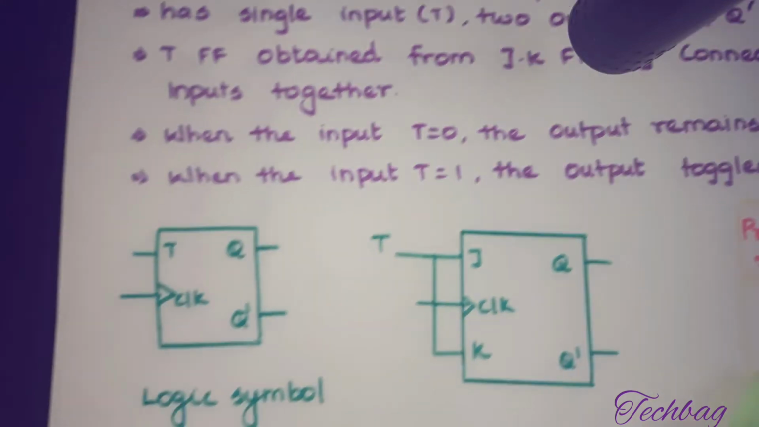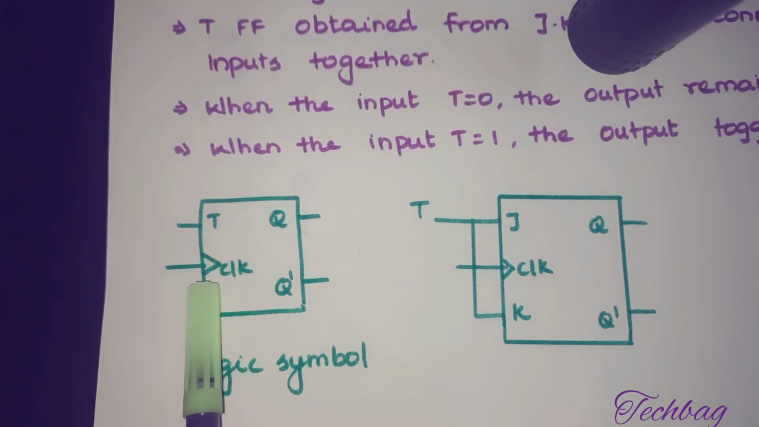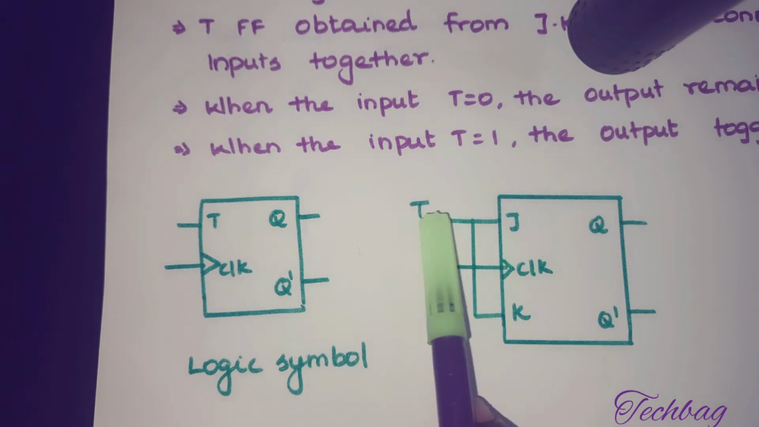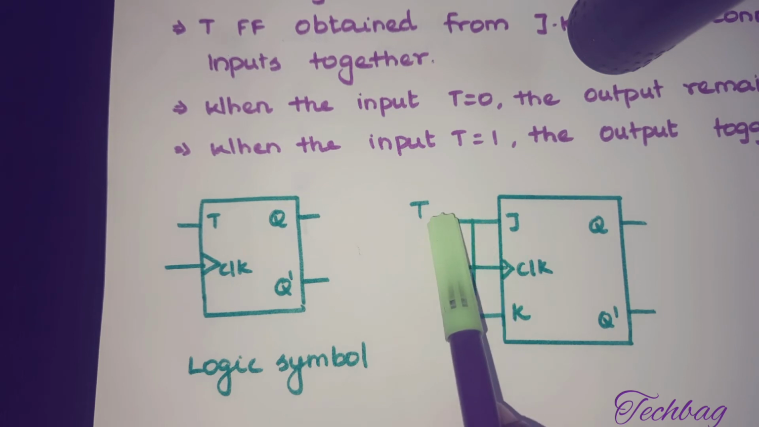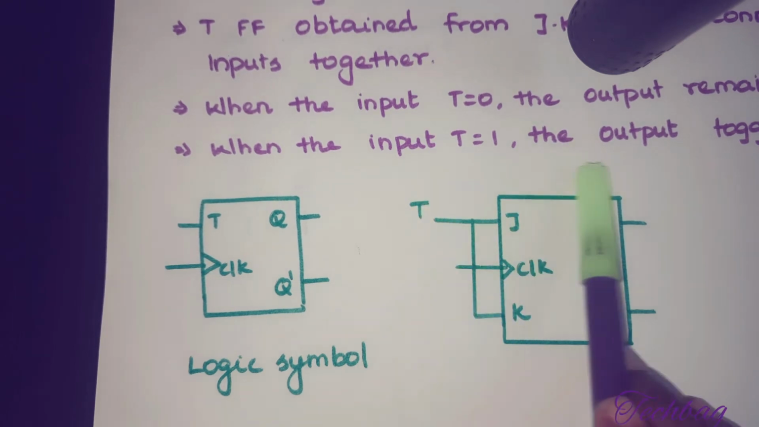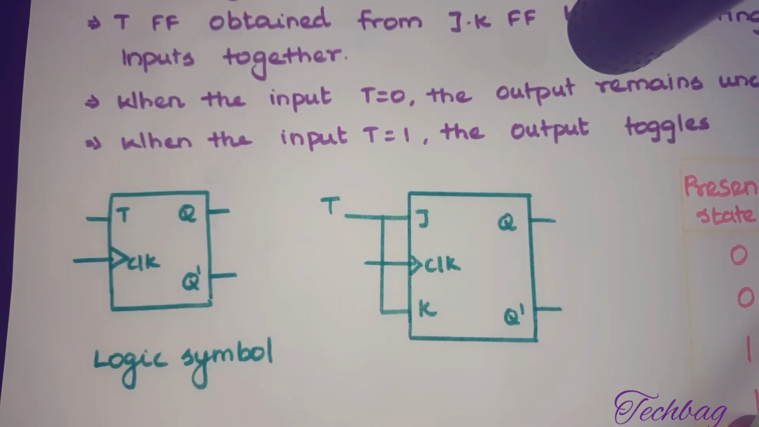And this is the logic symbol of T flip-flop, that is positive edge triggered T flip-flop. And this is T flip-flop by using JK flip-flop. If both J and K are connected together and it is connected with the T, it behaves like a T flip-flop. So let us check the operation of T flip-flop.